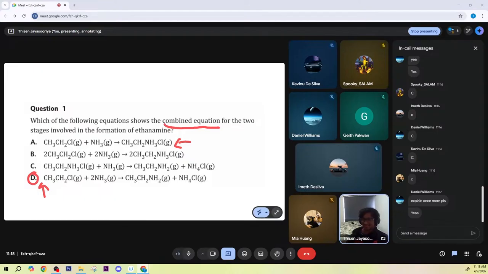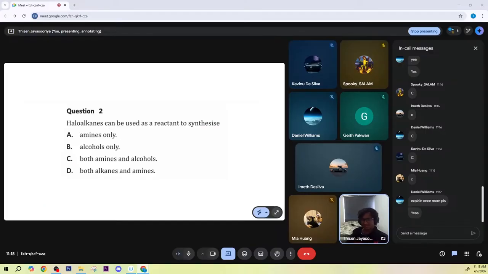Breaks my heart. Here, halogens can be used as a reactant to synthesize... Can it only be used for amines? Can it be used only for alcohols, both amines and alcohols, both alkanes and amines? So, which one is it? A, B, C, or D?